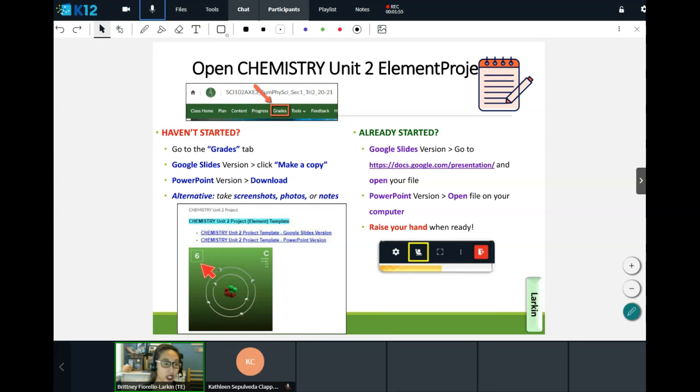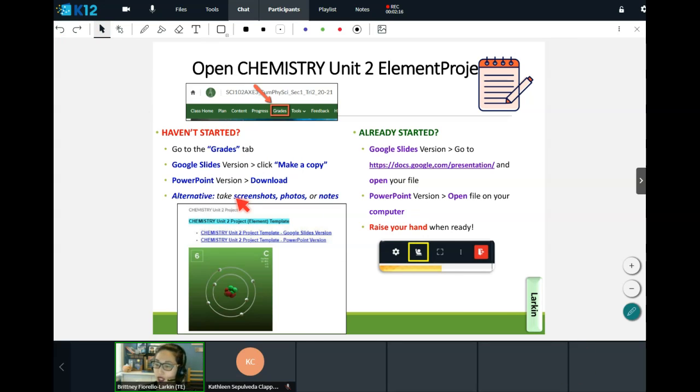Excellent. So at this point, we need to go ahead and start getting our projects opened. If we have not yet started it, you need to go to your grades tab and download either the Google or the PowerPoint version. The Google version, remember, click on it and click make a copy. The PowerPoint version, remember, just download it. Alternatively, if you want to take screenshots, photos, or notes and download it when you have a little bit more time later, that's totally fine.